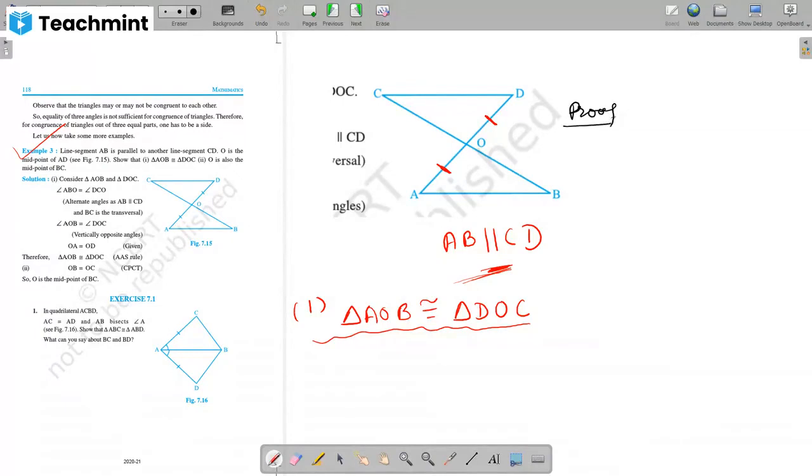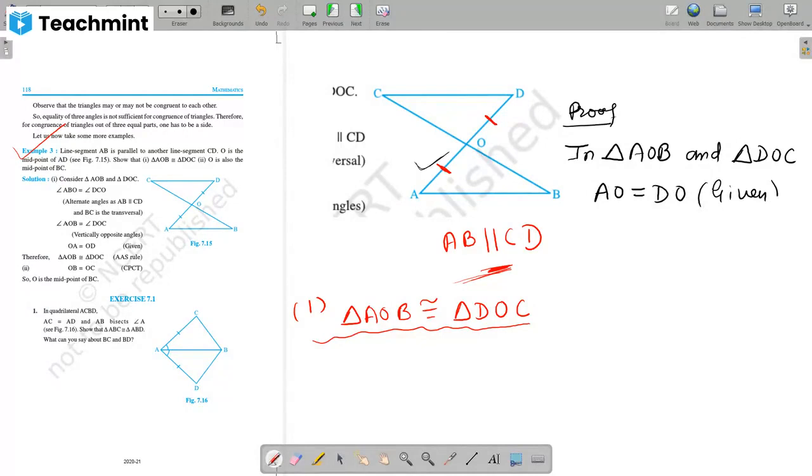So in the proof, we will write in triangle AOB and triangle DOC. Okay, in these two triangles, we are taking these two triangles. Now start finding from here, whether this AO and DO are equal. Are they equal? Yes, given ma'am, in the given question. Yes, it is given. So we will write AO equals to DO because it is given.